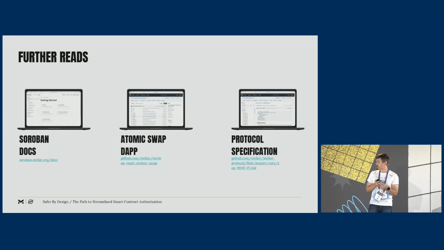Yeah, there is a DApp in React that does an atomic swap, which is a pretty complex operation involving two parties swapping atomically, right? And if you want to go really in depth, you can read CAP 4607 that describes the exact specification of how exactly all the magic happens in the auth system.